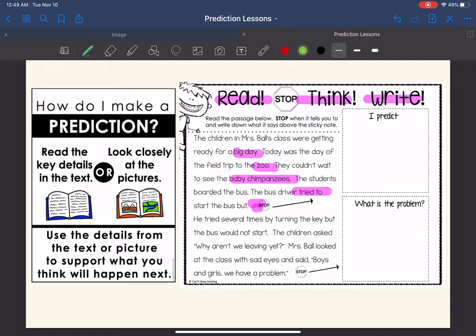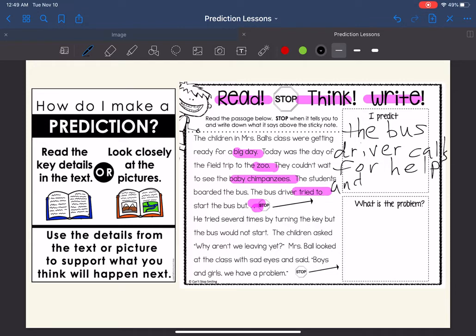So I predict that the bus driver calls for help and maybe gets a new bus, so that they don't miss out on their field trip. And then we will resume our reading.